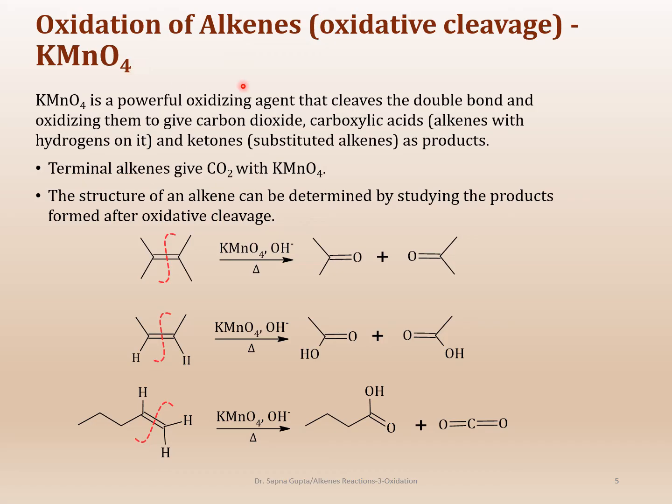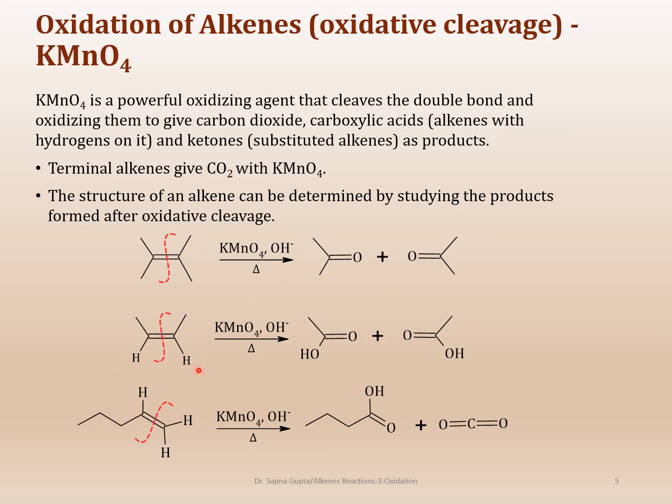Now for the KMnO4 oxidation. Since it's a powerful oxidizing agent, it will give you somewhat different kinds of products, but those products will also depend on what kind of alkene you have. I've given you different kinds of alkenes because they will give you different products. First, if you have a fully substituted alkene, here's the double bond and you have carbons on both sides, then KMnO4 oxidation will give you ketones. You just slice it in the middle and add oxygens on both sides.